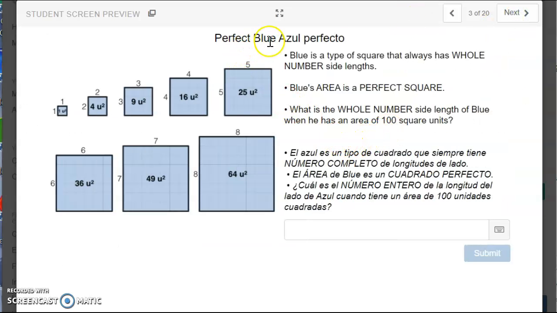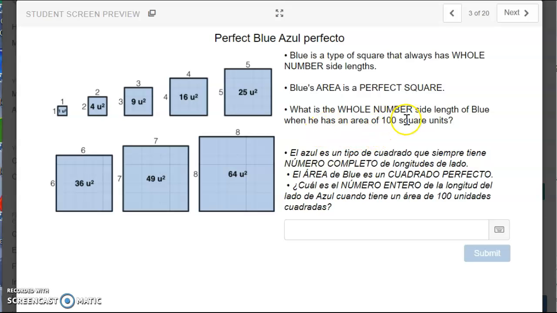Okay, perfect Blue. Here is perfect Blue. Blue is a type of square that always has a whole number side length. So Blue is always going to have just a whole number as the side length. It's a square. Blue's area is a perfect square because the side length is always a whole number.